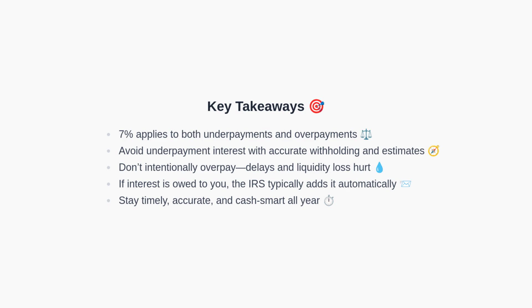The key points are as follows. First, the 7% rate applies to both underpayments and overpayments. Second, you can avoid underpayment charges by maintaining accurate withholding and estimated payments. Third, do not intentionally overpay to earn interest because delays and loss of liquidity undermine the benefit. Fourth, if interest is owed to you due to refund delays, the IRS usually adds it automatically. Overall, stay timely, accurate, and mindful of cash flow. Finally, let's wrap up with next steps and a call to action.